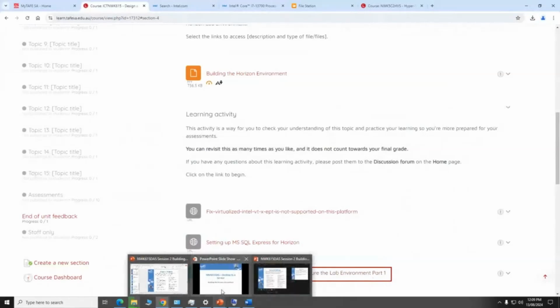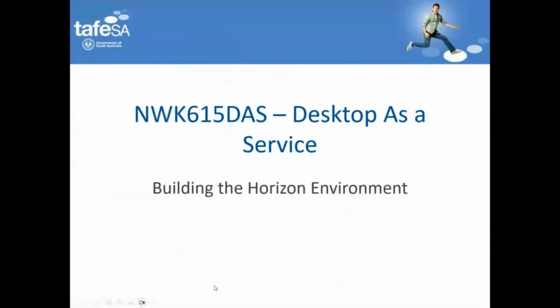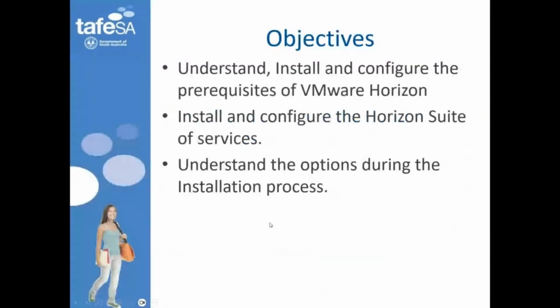Let's get into our topic. Today, we're looking at building the Horizon environment. Our objective today is to understand, install, and configure the prerequisites for VMware Horizon, and install and configure Horizon suite of services. Okay, like I said, probably in our workshop, we're going to do the first part, install and configure the prerequisites of Horizon, install the Horizon server itself, but not do any configuration just yet, except for the SQL Express and stuff like that, but not the Horizon itself.